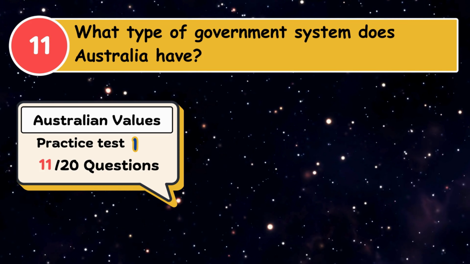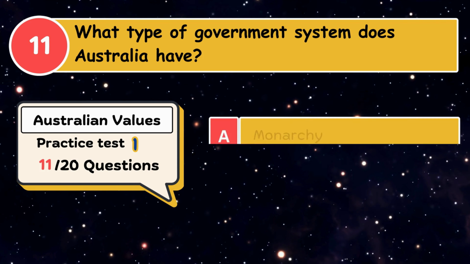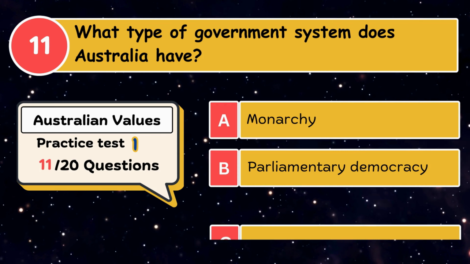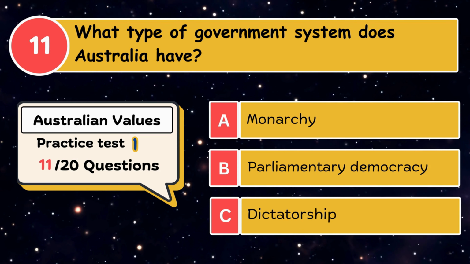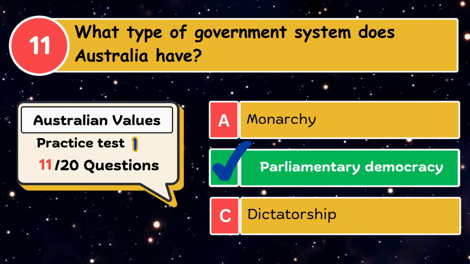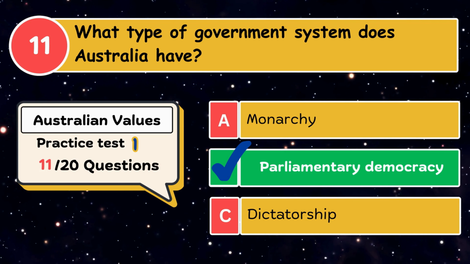What type of government system does Australia have? A. Monarchy. B. Parliamentary democracy. C. Dictatorship. The correct answer is parliamentary democracy.